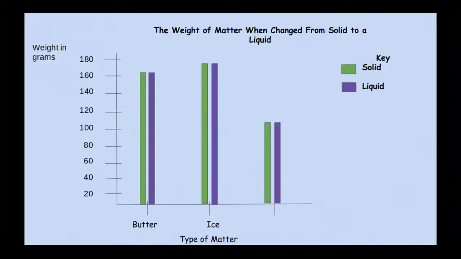We can create a graph to show the results of our experiment. The title of the graph is at the top and shows what the graph represents. At the bottom of the graph are the three types of matter we used in our experiment. On the vertical line, the numbers represent the weight in grams. Use the key to find out what the green bars show. The green bars show the weight of each substance as a solid. The purple bars show the weight of each substance as a liquid. The graph shows that the weight of each stayed the same.